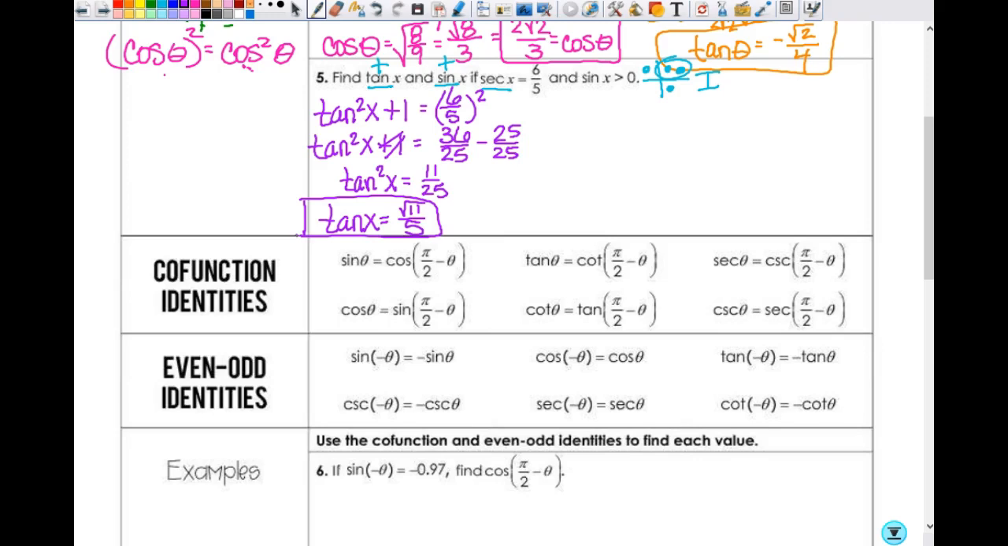All right, so I also need sine, which means cosine would be helpful. I have secant. Secant can get me to cosine, right? So cosine of x would be what? 5/6. Okay, good. So then I can use the Pythagorean identity, which is cosine squared, so 5/6 squared plus sine squared x equals 1.